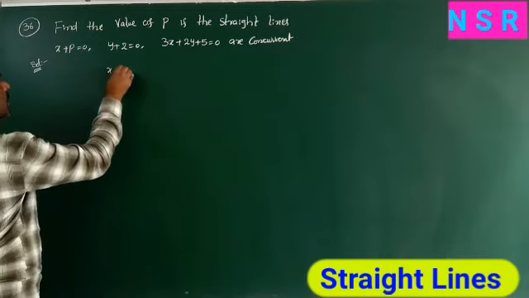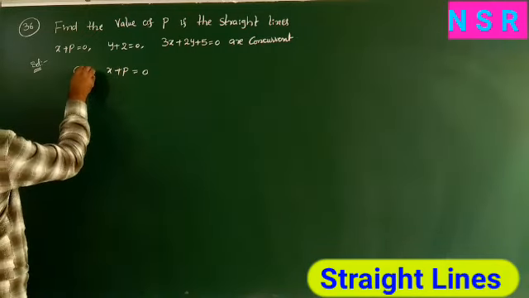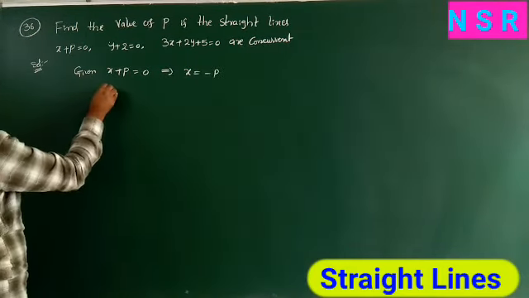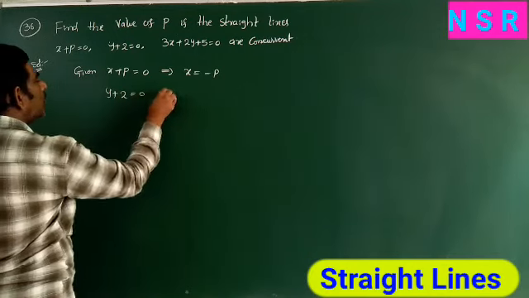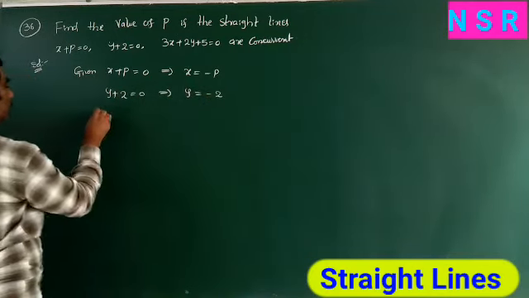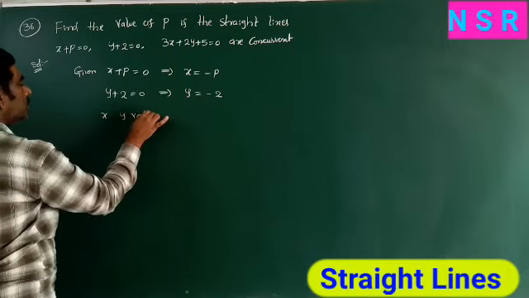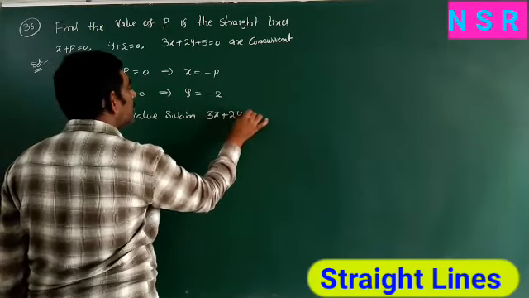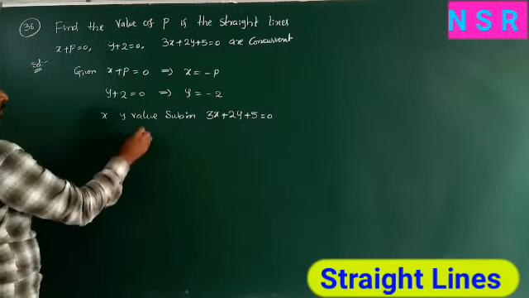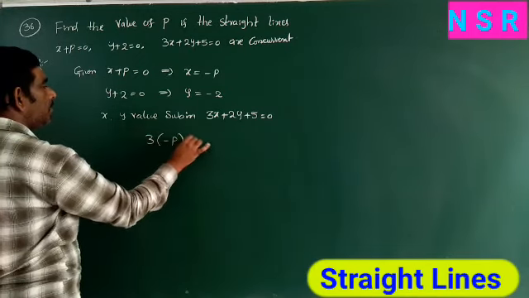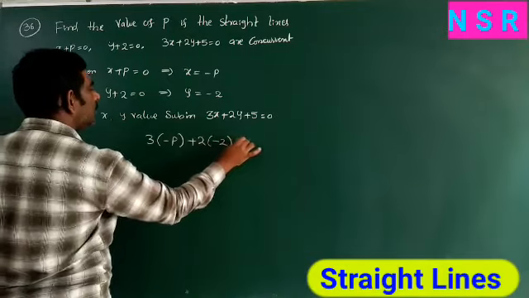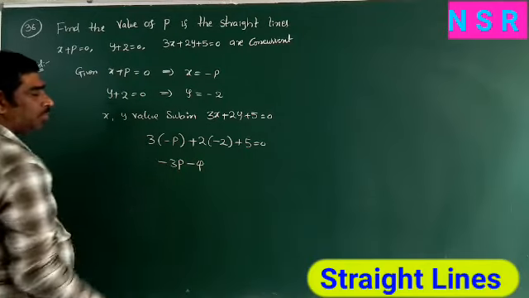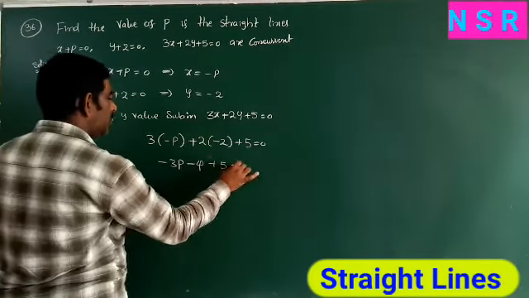What is the first equation? Given x plus P equal to 0 implies x is equal to minus P. Next y plus 2 is equal to 0 implies y equal to minus 2. Now x comma y values, substitute in 3x plus 2y plus 5 equal to 0. So 3 into x value minus p, plus 2 into y value minus 2, plus 5 equal to 0. So 3 into minus p is minus 3p, 2 into minus 2 is minus 4, plus 5 equal to 0.